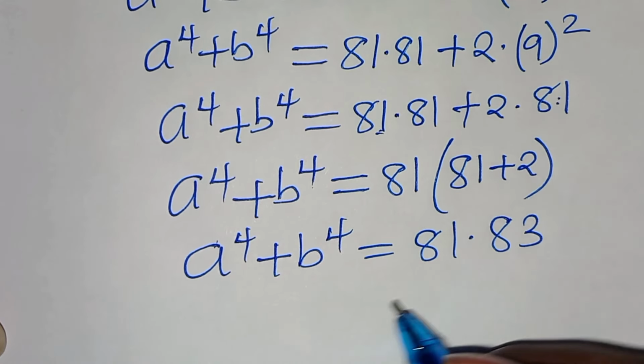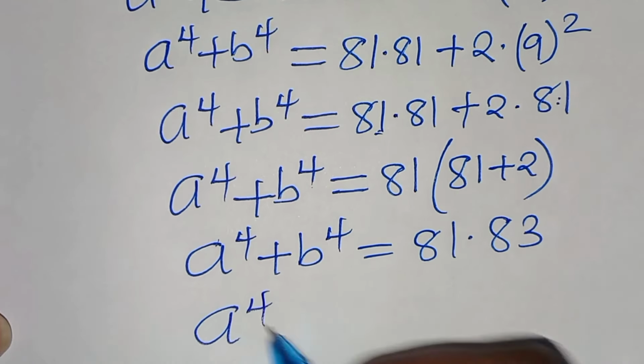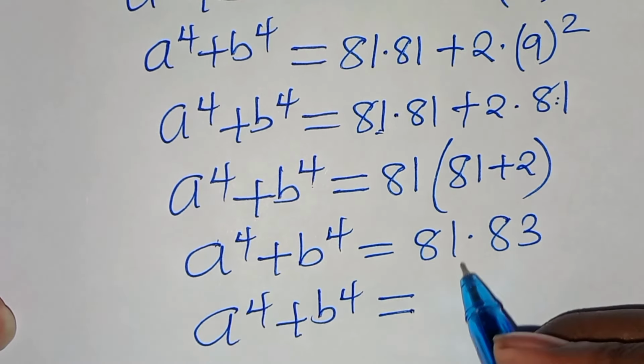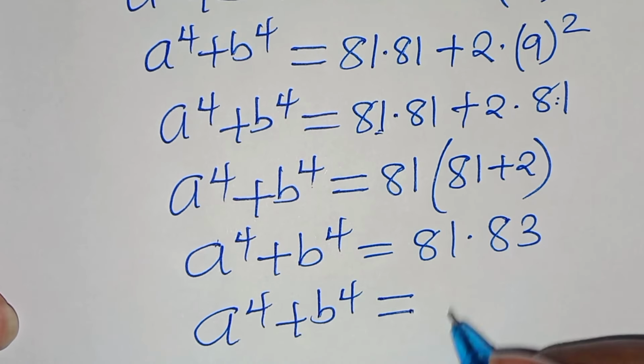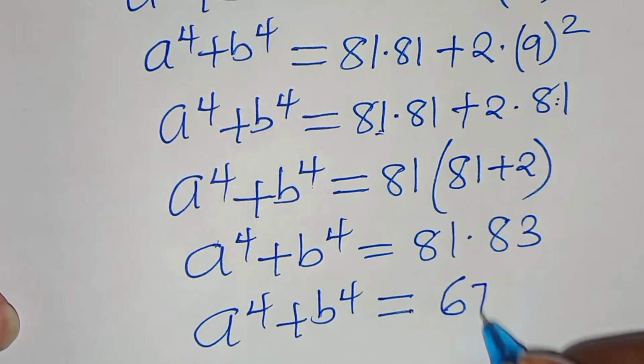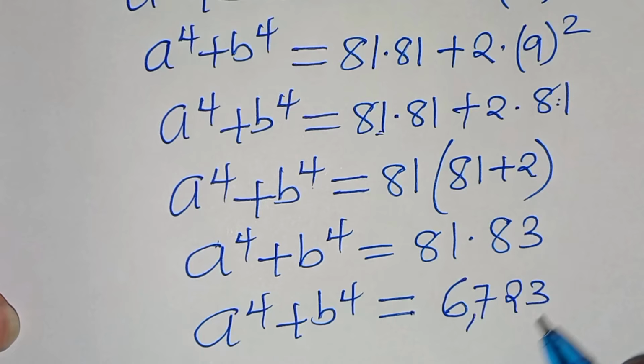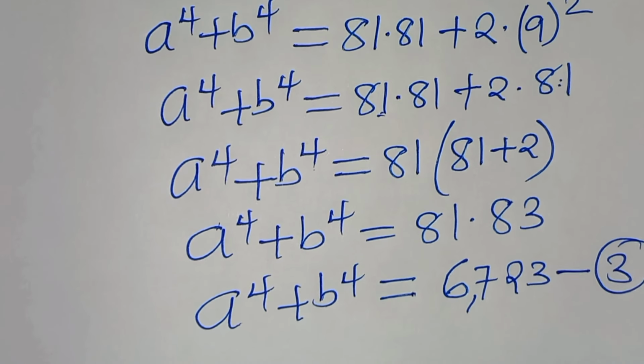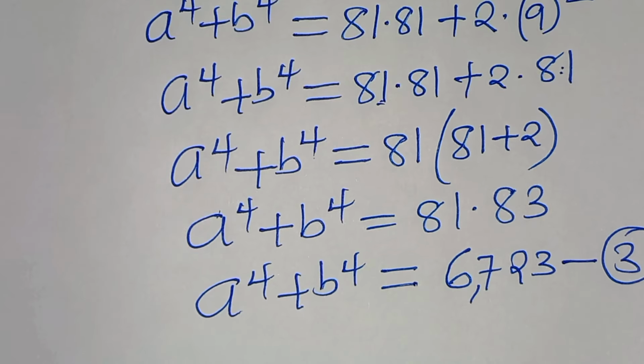And this implies that a to the power of 4 plus b to the power of 4 is equal to 81 times 83, and this is equal to 6723. Let's call this equation 3. So let's proceed from here.